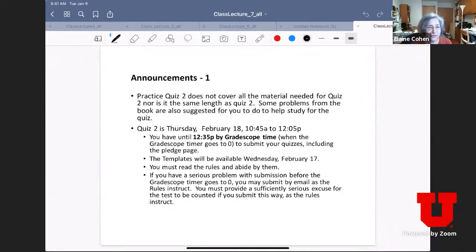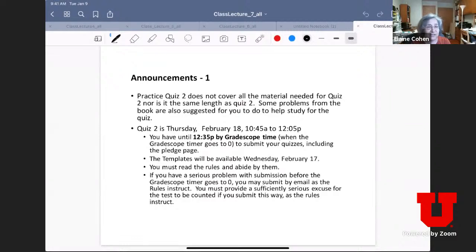Remember, you have until 12:35 by the Gradescope timer to finish and upload that exam. So I urge you not to wait, not to spend all your time during the exam plus during the extra time for uploading, because you don't want to run out of time. The templates will be available 1 day ahead of the exam on Wednesday, February 17th. You have to read the rules and abide by them.